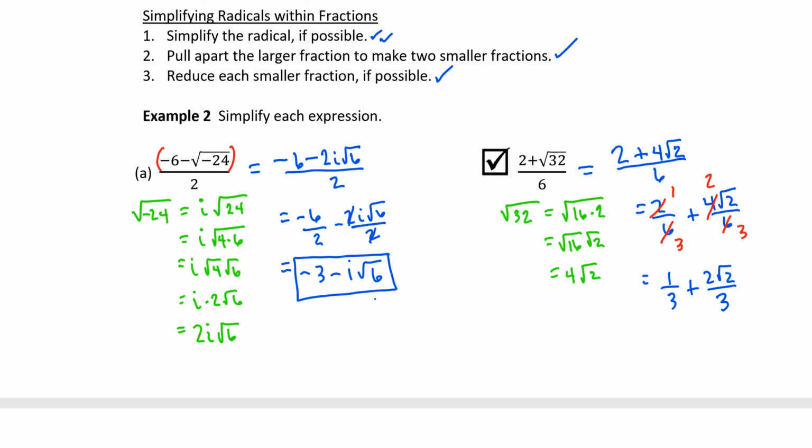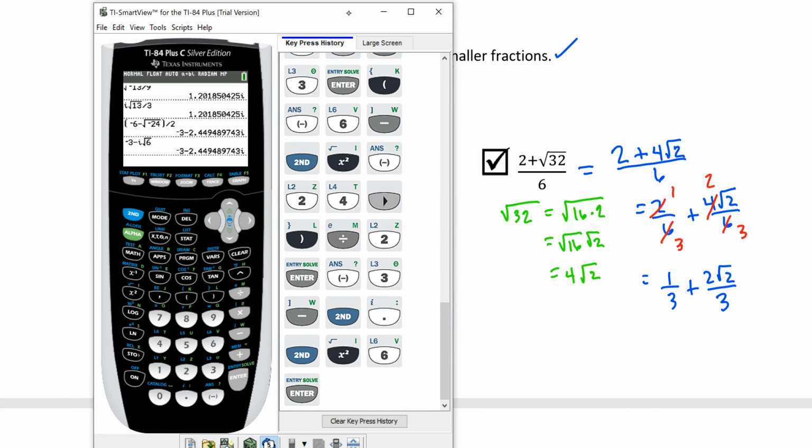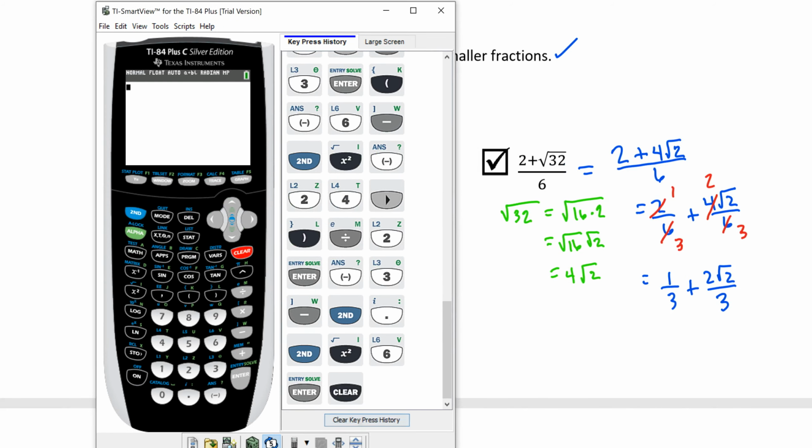So our result here is 1/3 plus 2 square root of 2 over 3. It did not turn out to be imaginary in this case because our radical was over a positive number. But let's check it for good measure, okay?